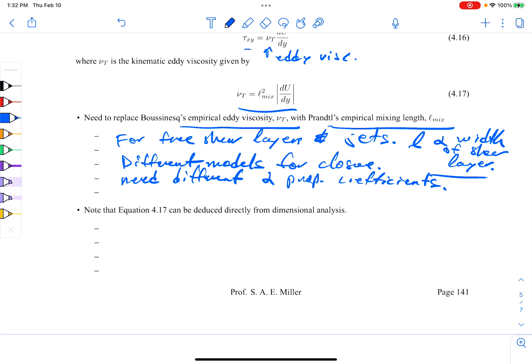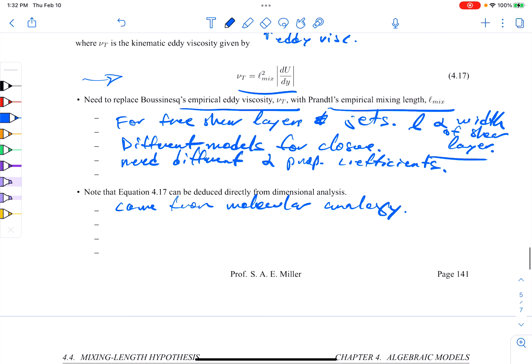So let's look back at this equation here, 4.17, which came from this analysis, right? Molecular analogy. And you'll see that no matter how many ways you do this, this is just one way Prandtl and von Karman thought about it. You could come up with these same parameters with just different arguments, but you always arrive at the same thing, because at the end of the day, you really only have two important dimensional scales to work with in these flows. One is L mix, and the other is partial U, partial Y for shear flows.